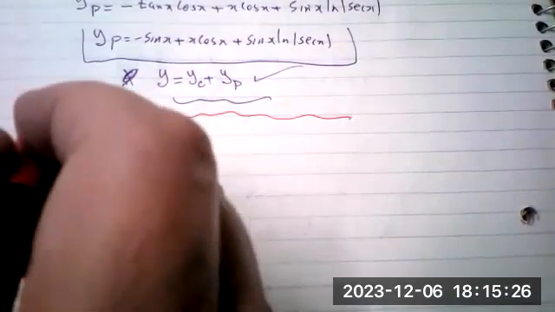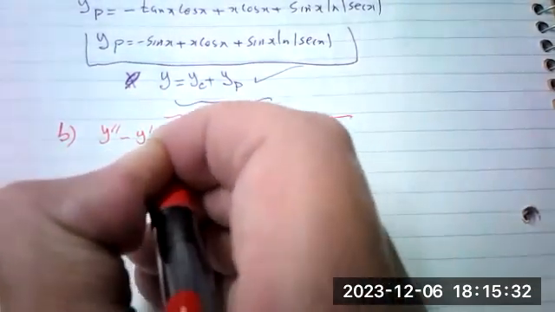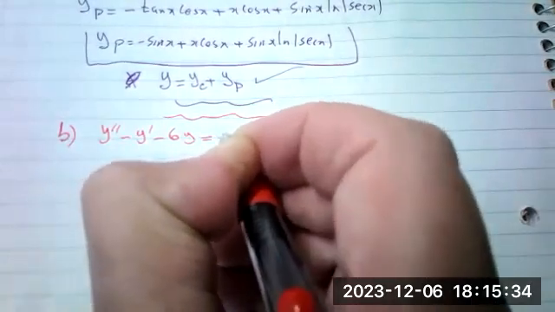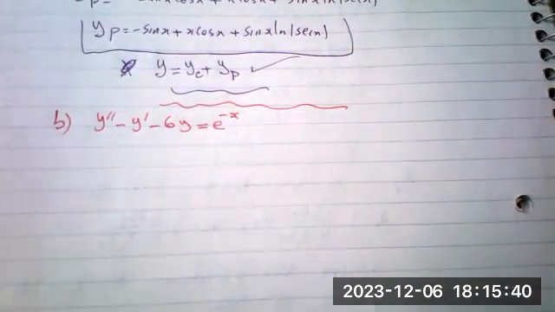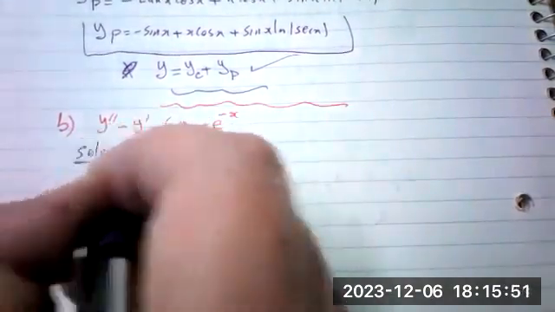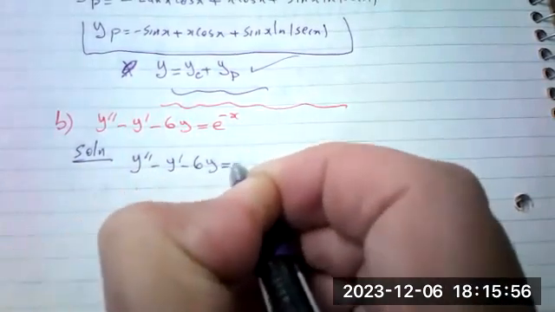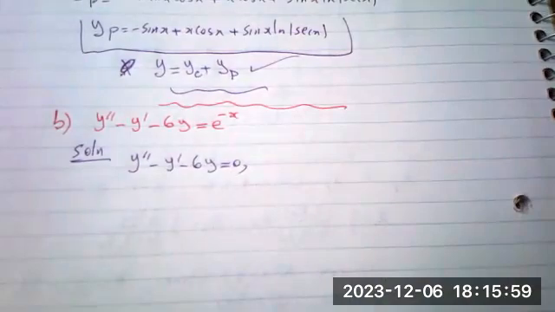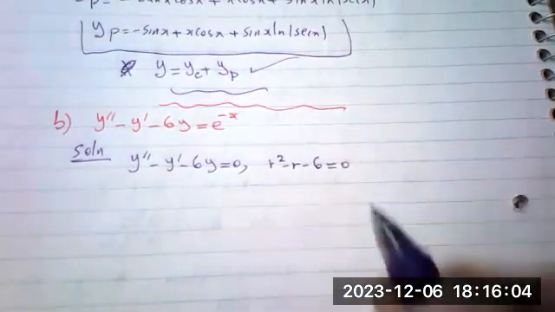Okay, now part B. Part B, exponential type. y double prime minus y prime minus 6y equal to e to the negative x. Again, the coefficients are going to be constant, because otherwise you cannot solve the homogeneous part. So we are going to solve the homogeneous part first. Homogeneous part, y double prime minus y prime minus 6y equal to 0. Characteristic equation, r squared minus r minus 6 equal to 0.